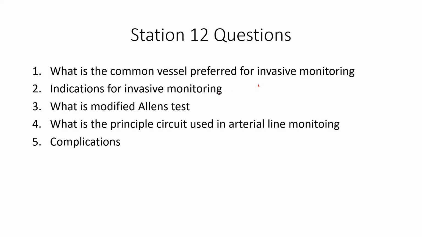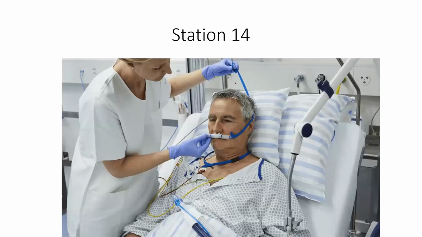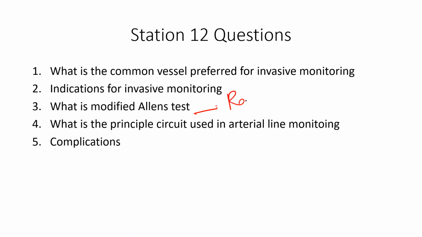Okay, good. What is modified Allen's test? It is a test to check the collaterals for the artery which has to be cannulated for invasive monitoring. Okay, how is it done? So we ask the patient to make a fist. What is the first thing you do in modified Allen's test? We take a pulse oximeter reading. No. Ask the patient to raise the hand. Okay, ask the patient to raise the hand. That's the first thing you have to do.